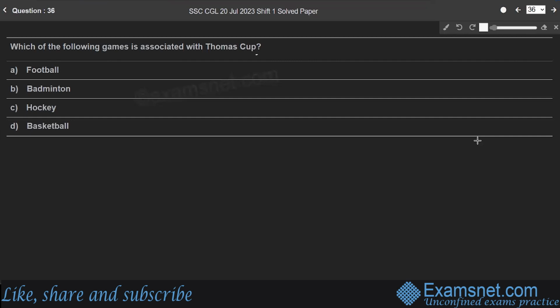Question 36. Which of the following games is associated with the Thomas Cup? Here, the game of badminton is associated with the Thomas Cup. The Thomas Cup is also called the World Men's Team Championships.